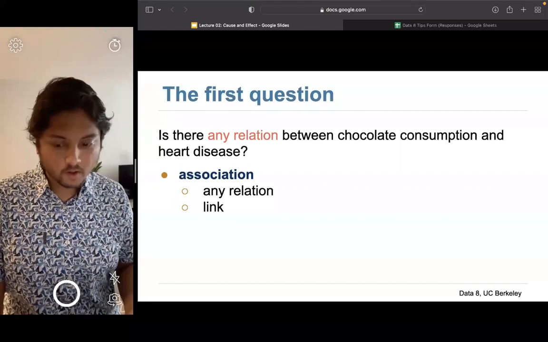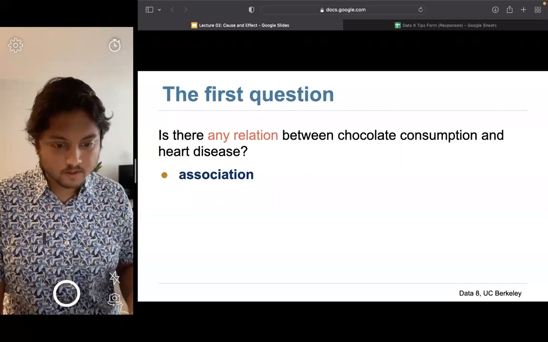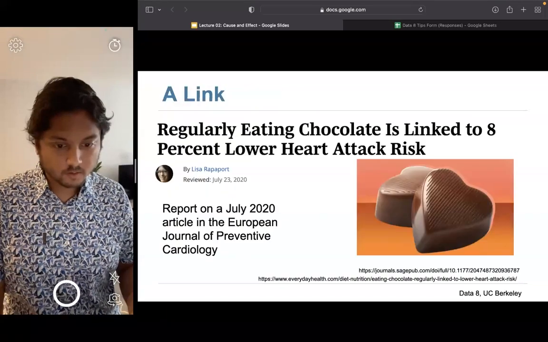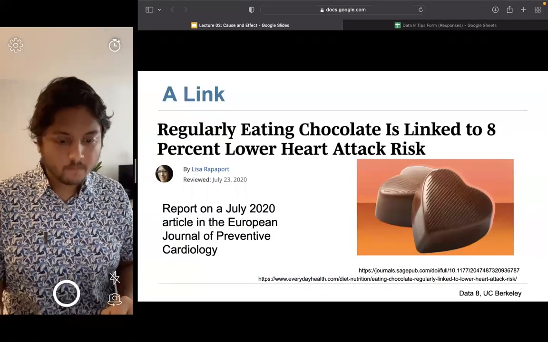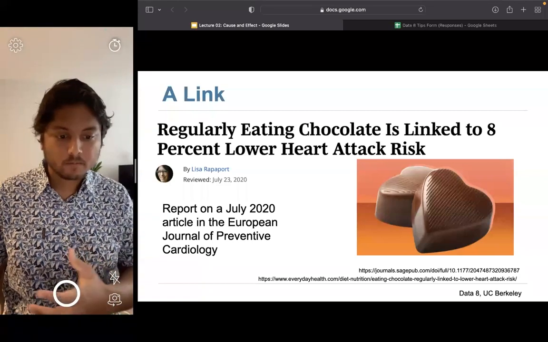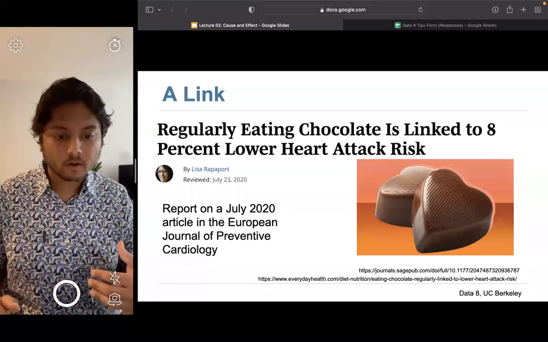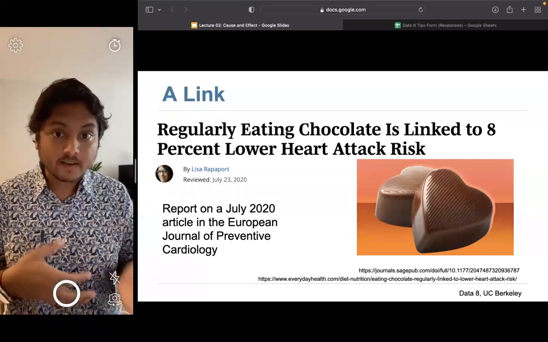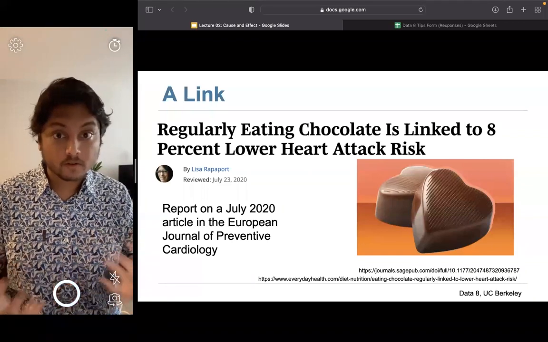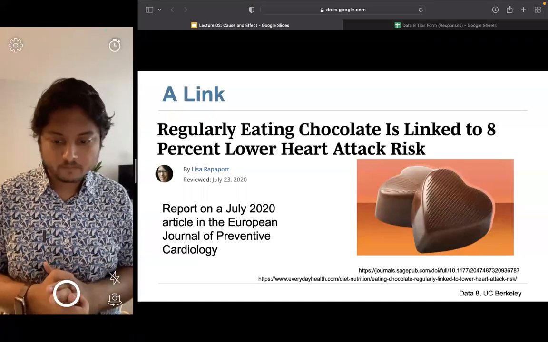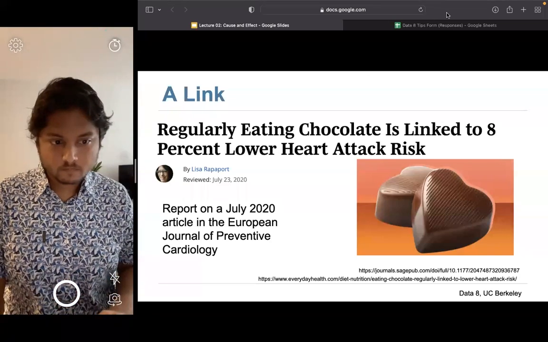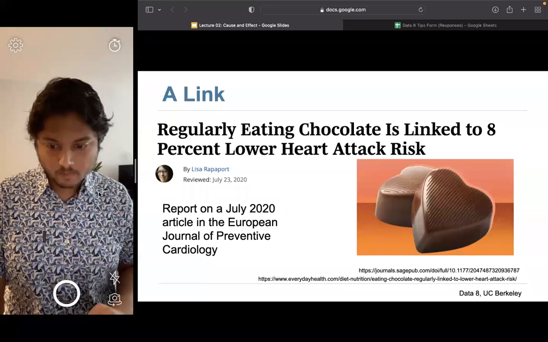And so I can just go back to that slide so you guys can see it again. So let's go back to the study. So basically the study found that people who ate more chocolate had 8% lower heart attack risk. So does that imply a relation, an association, in your opinion? Yeah, maybe, yes, yes. Most people are saying yes here.